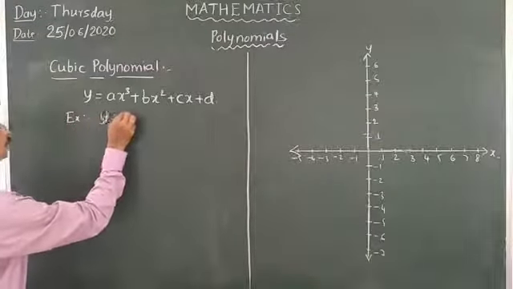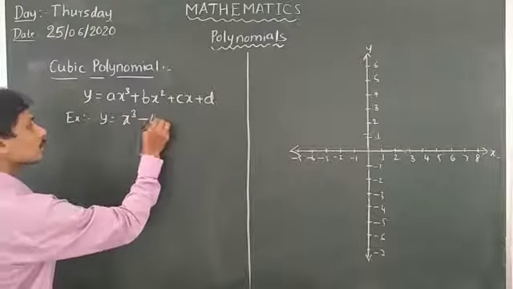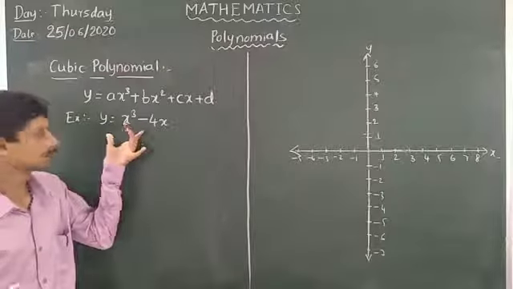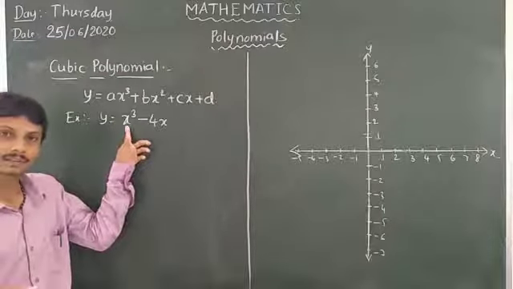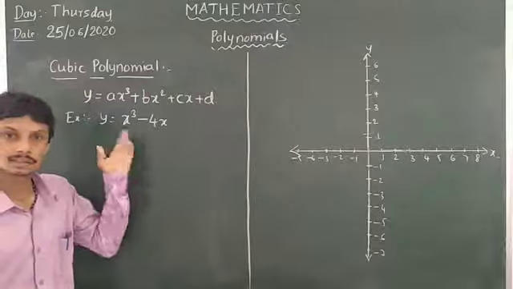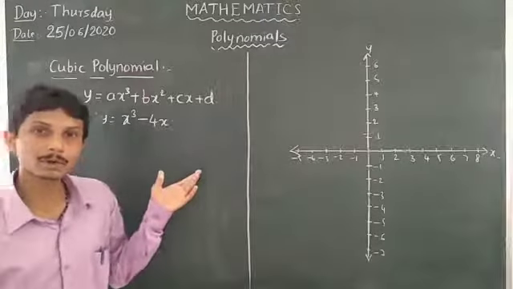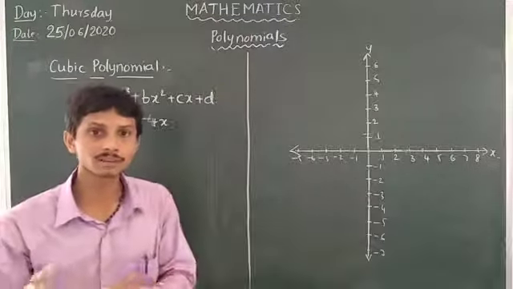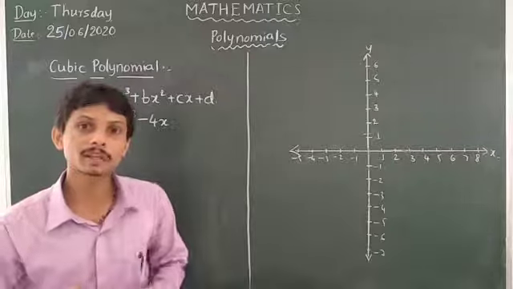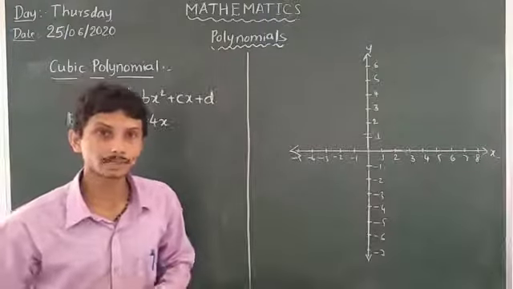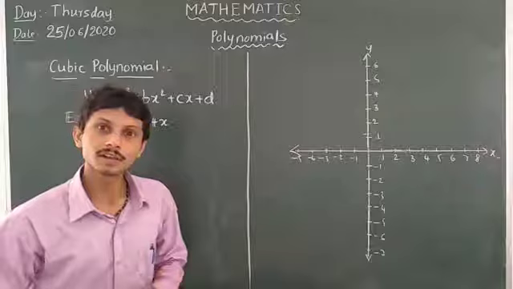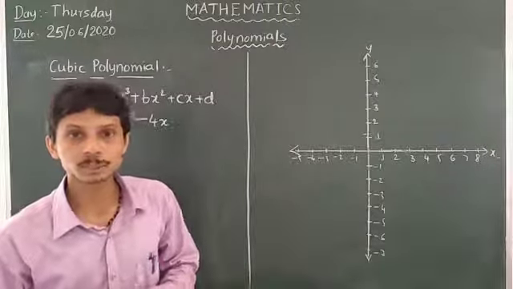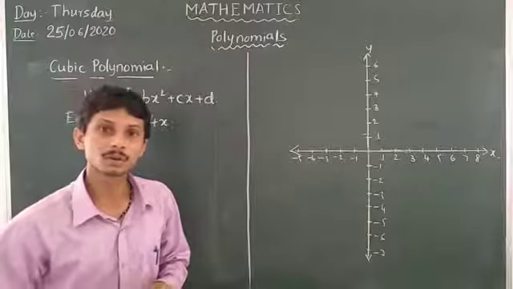Example, y is equal to x cube minus 4x. So let us check whether it is a cubic polynomial or not. So the power of x is 3. Yes. So that means it's a cubic polynomial. That is, the cubic polynomial has a power of the variable 3. Highest power of the variable is 3 here. So let us represent geometrically the zeros of the polynomial.